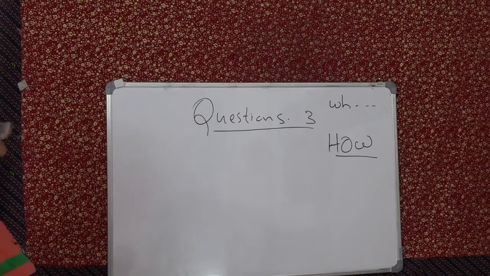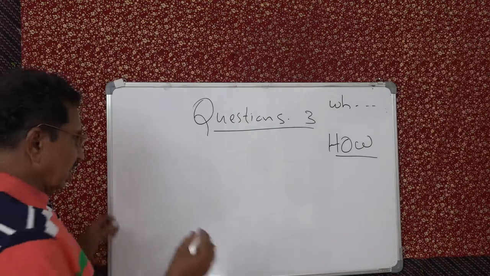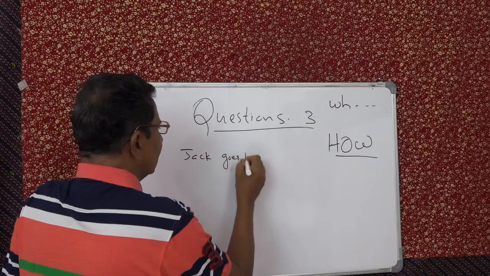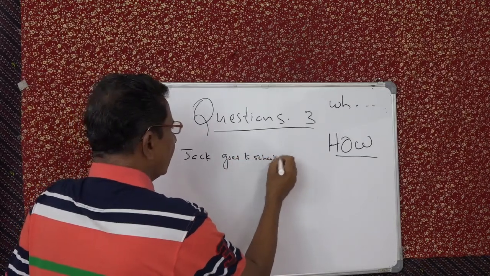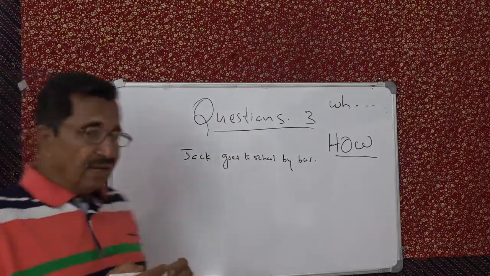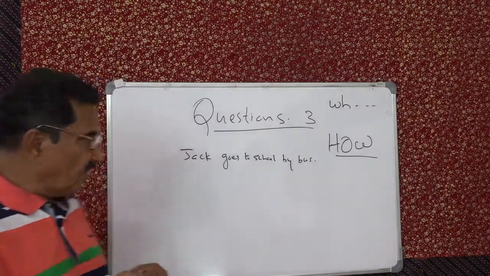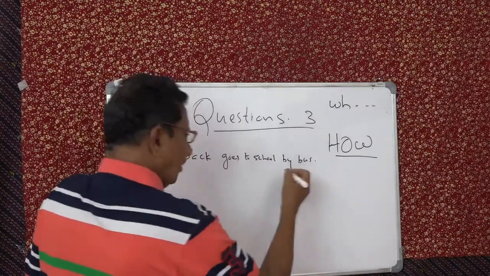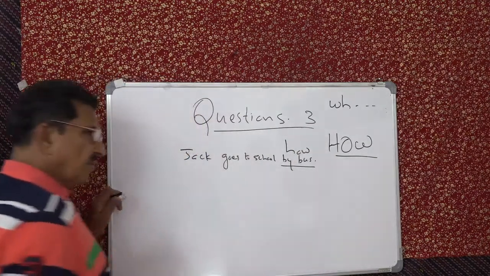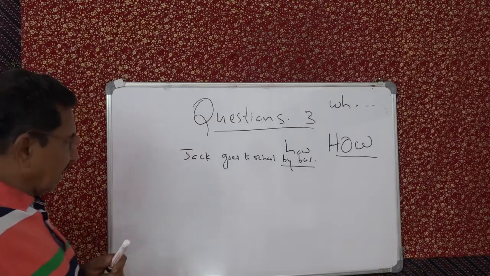How? For example, when we say Jack, you will have this sentence: Jack goes to school by bus. So we want to know the way he goes, the manner in which he goes to school. For that you have to ask how. Our question: by bus, how? It means the way, how, on what, or whatever you want to call it, by bike or something like this.